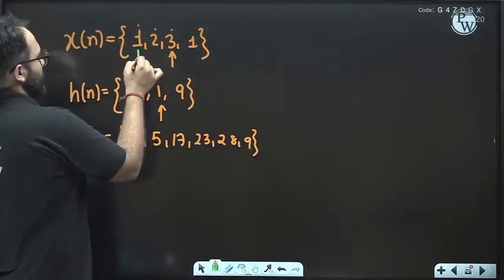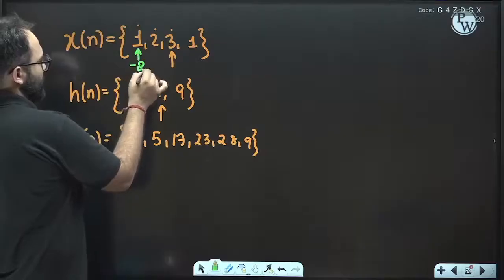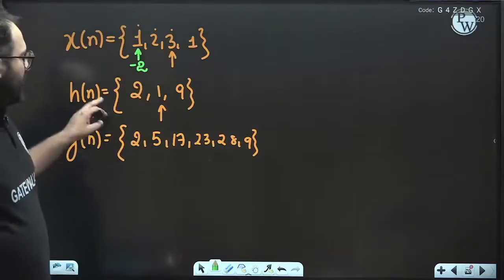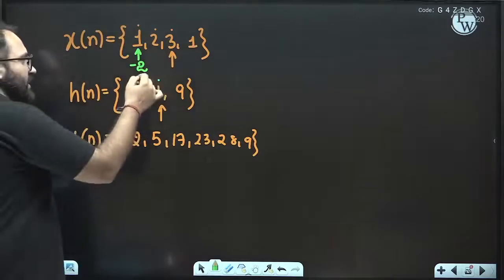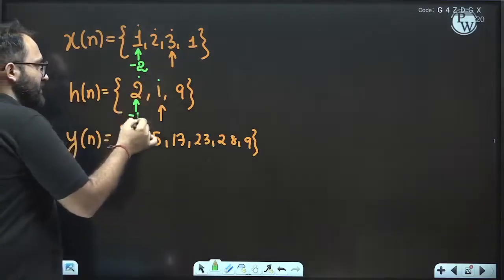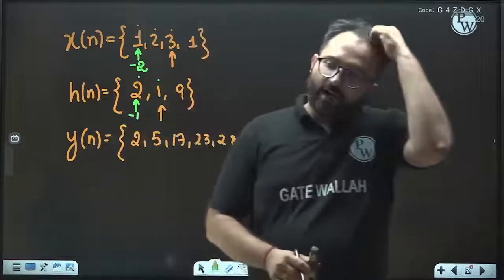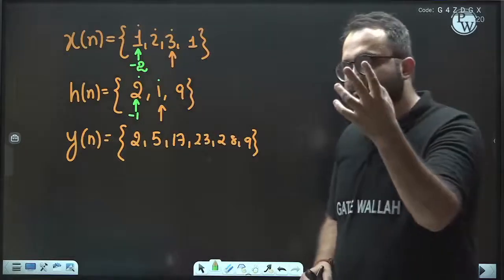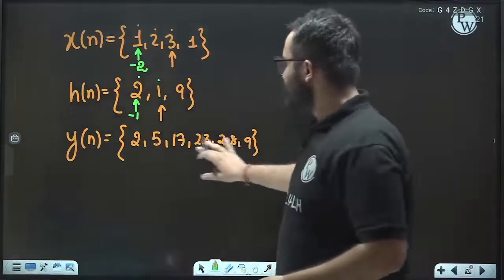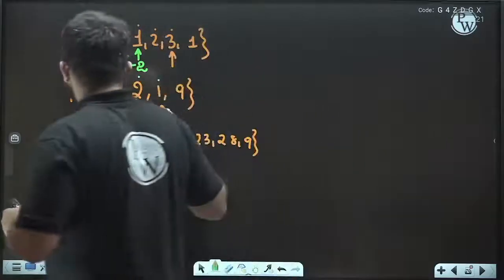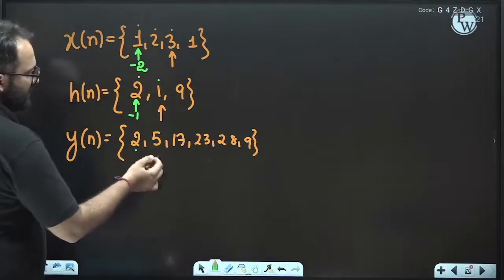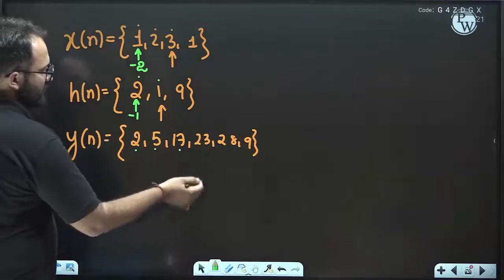xn is starting from -2. This is the -2 location. Great. hn, this is the 0 location. This is -1. So hn is starting at -1. So from the width property, we can see that yn should start from -3. So the values will remain the same. Only the first value will be at -3, -2, -1, 0.